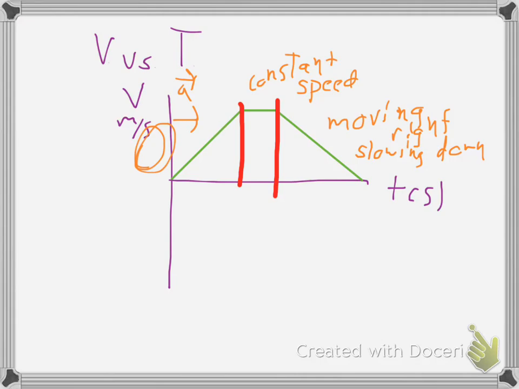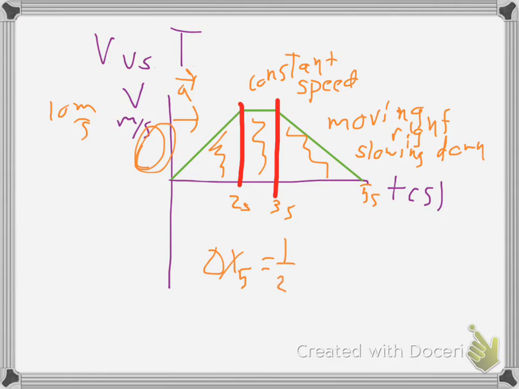So we'll say this is 2 seconds, 3 seconds, and we'll make this 5 seconds. And that maximum velocity will be 10 meters per second. Okay, so this is pretty simple. Find the area of this triangle, the area of this rectangle, the area of this triangle, and you just add them up. So remember, please remember your elementary geometry. 1/2 base times height.